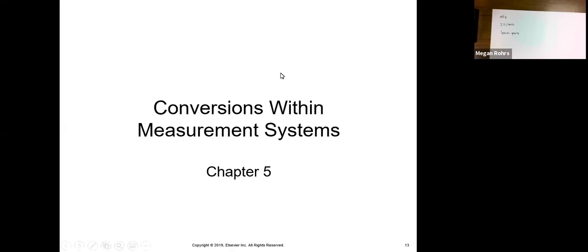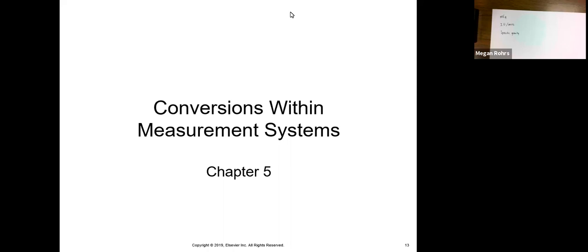Chapter 5 begins on page 88. So we're going to be discussing conversions within measurement systems. For example, like I showed you in chapter 4, how we can convert from one unit to another in the metric system. So we're going to do that for the metric, the household, and the apothecary system.